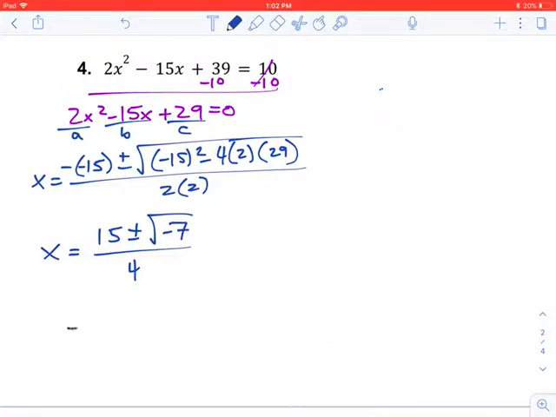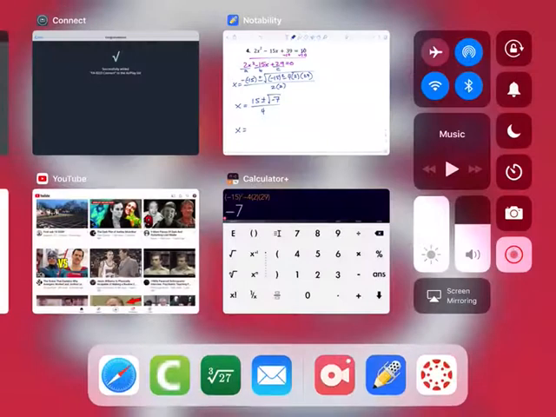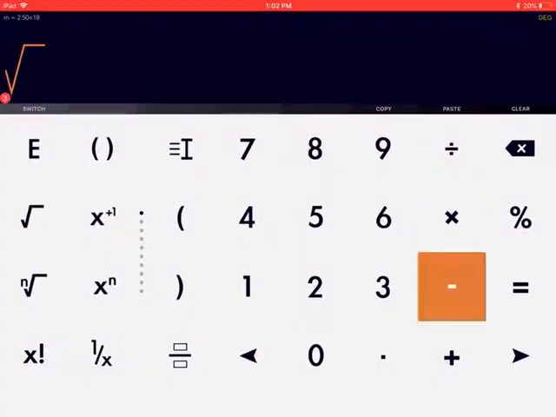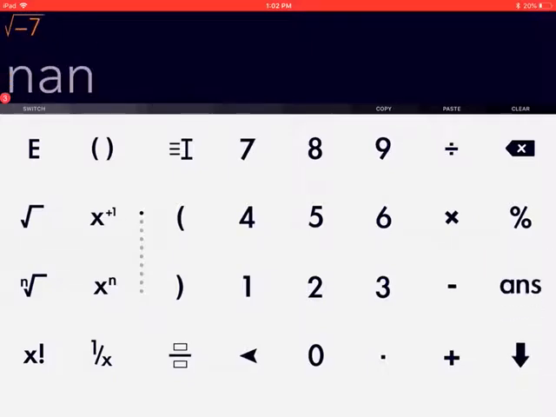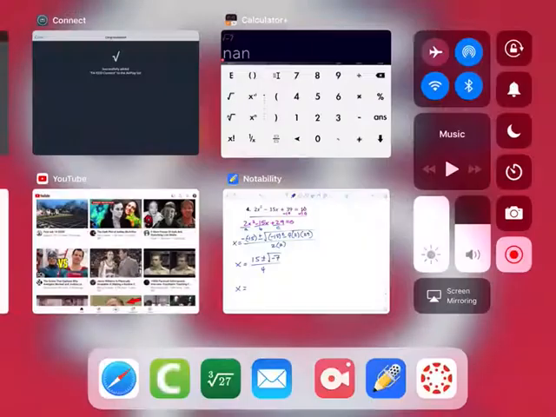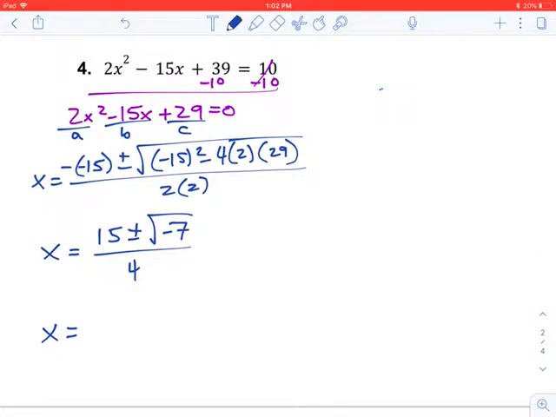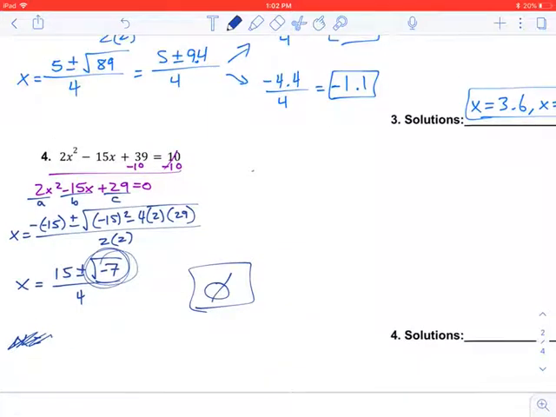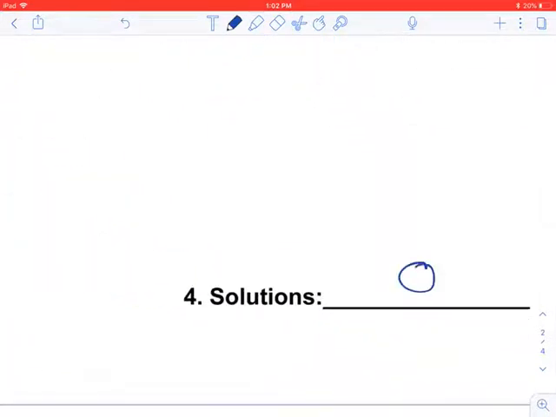Well, there's two things you can think about. Either know that any negative under the radical means there's no solution, or you can try it. Try and take the square root of negative 7, and it's going to come up with some error message. Okay? So when you can't do this, there's nothing else to do except say, there's no solutions. It's not possible. So no solution.